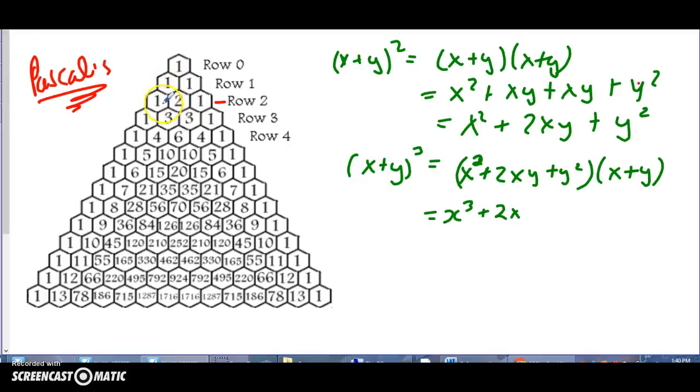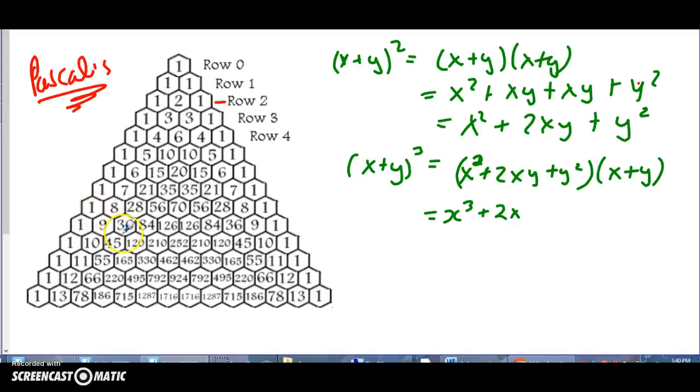So 1 plus 1 is 2. Here I have 1, and 1 plus 2 is 3. 2 plus 1 is 3, and 1. And then if I go down here, for example, I have 1. 1 plus 7 is 8. 7 plus 21 is 28. This plus this is this, all the way across.